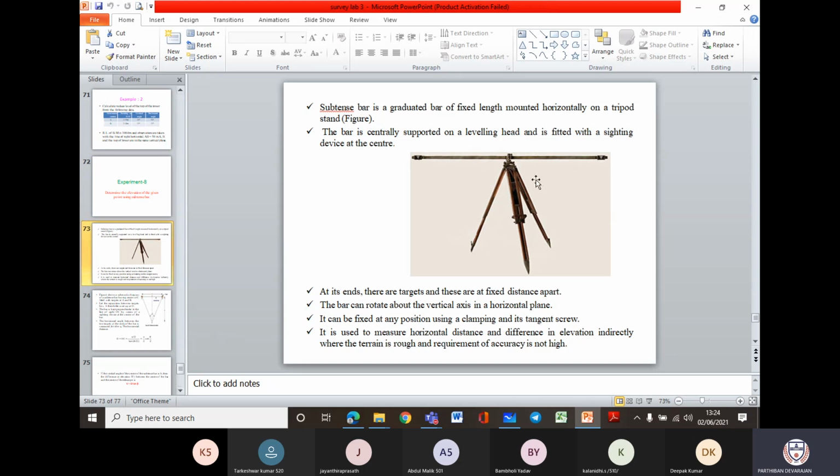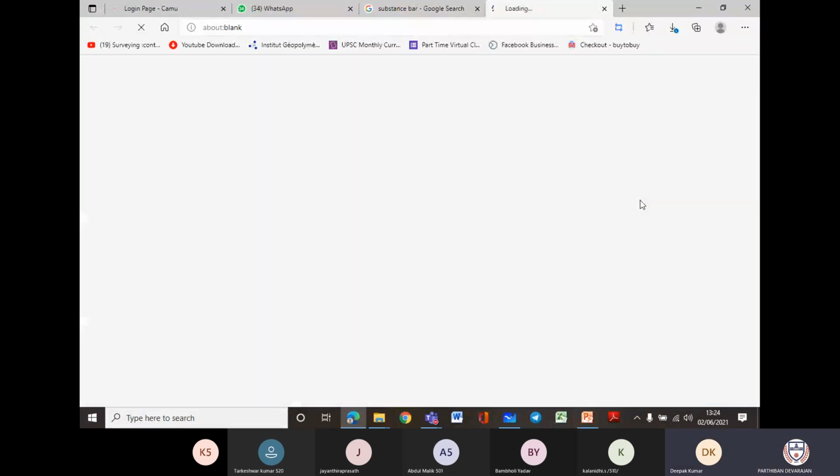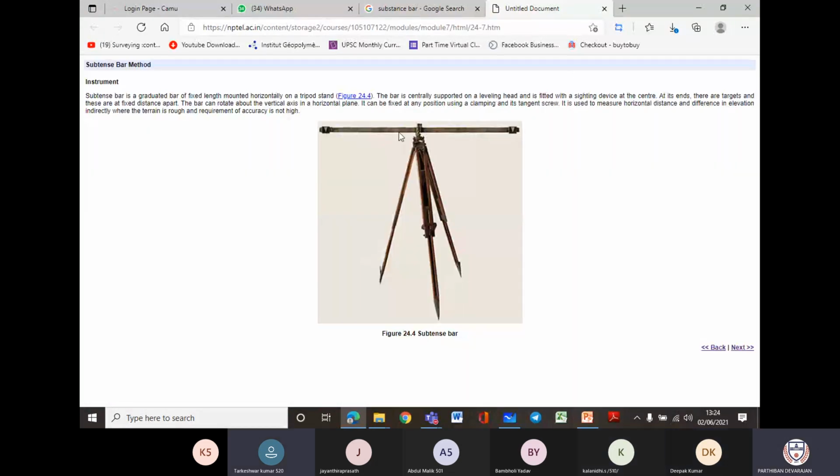First of all, the subtense bar is a graduated bar. This is actually a subtense bar. Can you view this picture? Yes, sir. So this is like a scale, it looks like a long scale. The subtense bar is a graduated bar of fixed length mounted horizontally on a tripod stand. This is a tripod stand. In this tripod stand, we are going to fix this scale-like bar. Bar means nothing but scale.